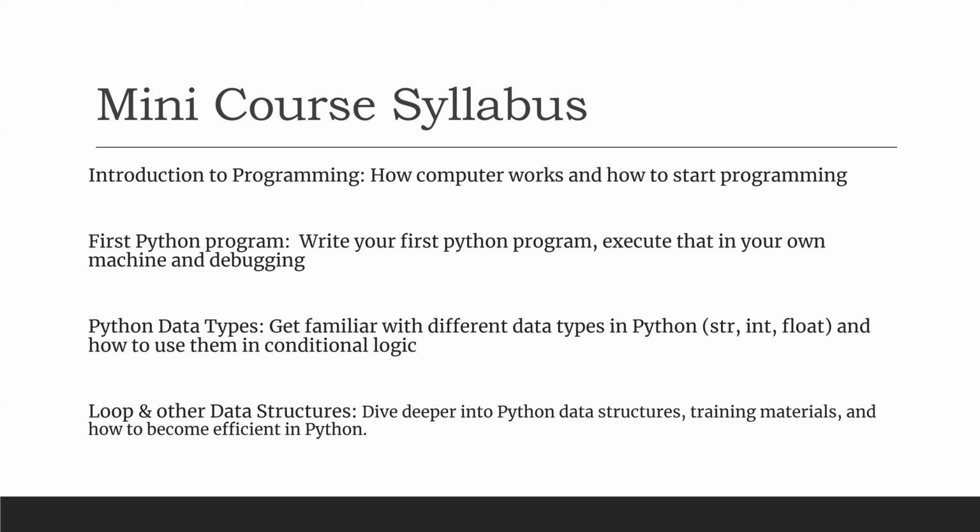In the third class, we'll talk about Python data types and get familiar with different data types in Python, basically string, integer, float, and how to use them in conditional logic. We'll talk about if, else, elif, those kinds of things. And in the last class, loops and other data structures: we'll talk about some of the other built-in Python data structures and how loops work, like while loops and for loops.